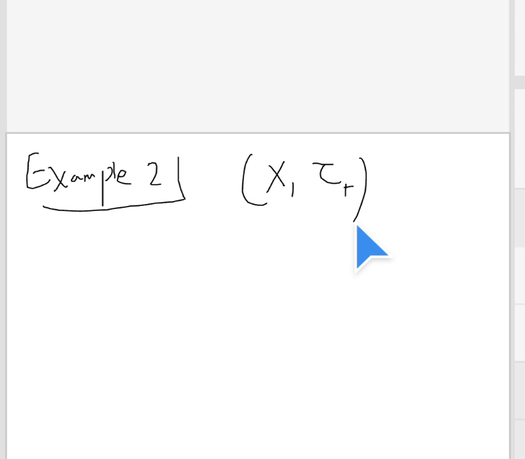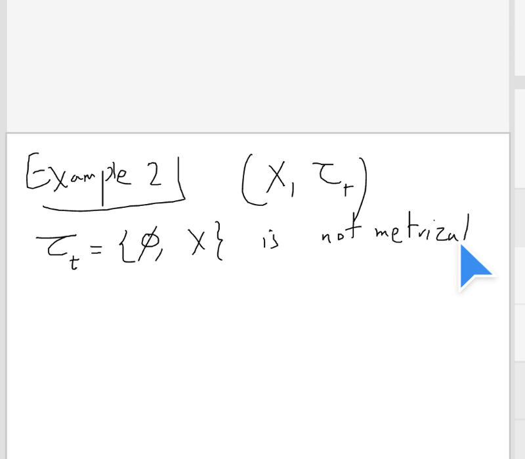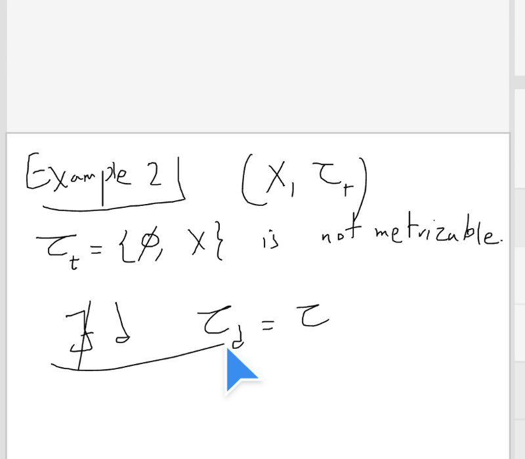Example 2. X with the trivial topology. What is the trivial topology? The trivial topology is {phi, X}, and it is not metrizable. Indeed, there is not any metric on X such that tau_d is equal to tau.